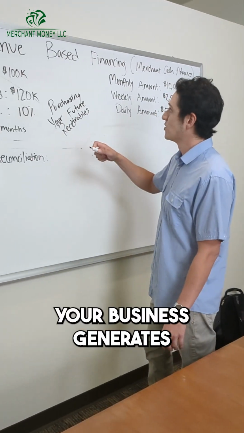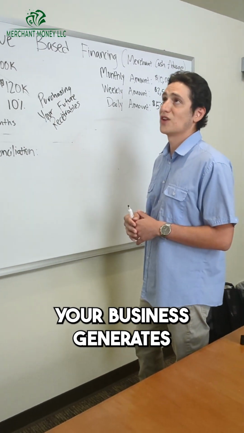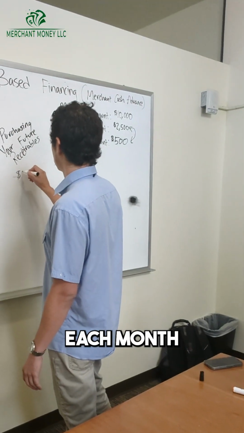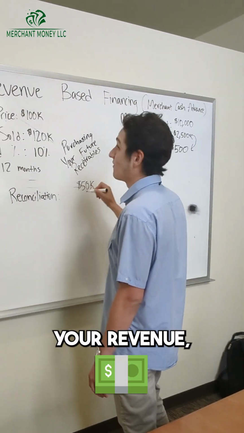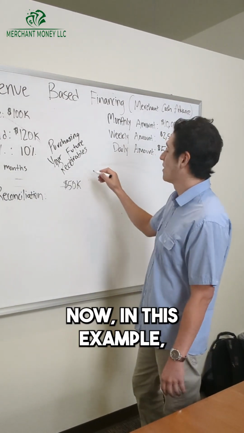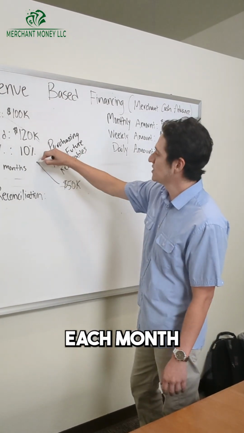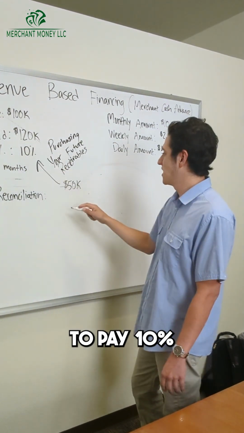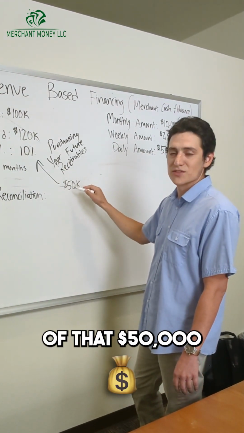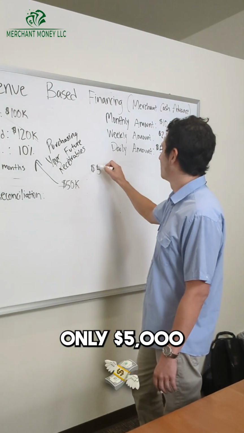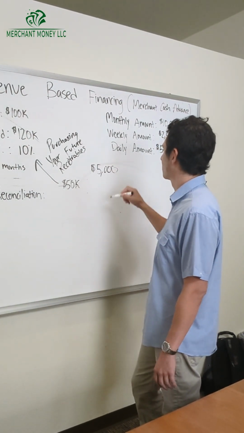So let's say your business generates $50,000 on average each month. And that's going to be your revenue, just your gross revenue before any expenses. Okay. Now in this example, each month you're required to pay 10% of that $50,000 that was generated in the given month. So that would be only $5,000, right, per month.